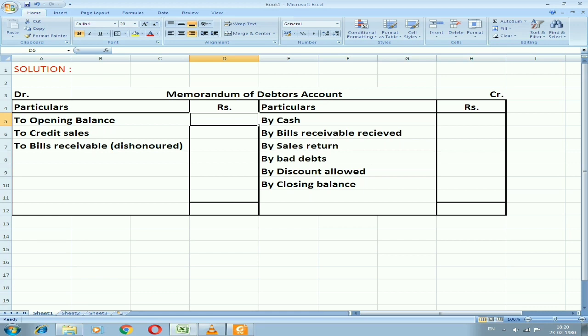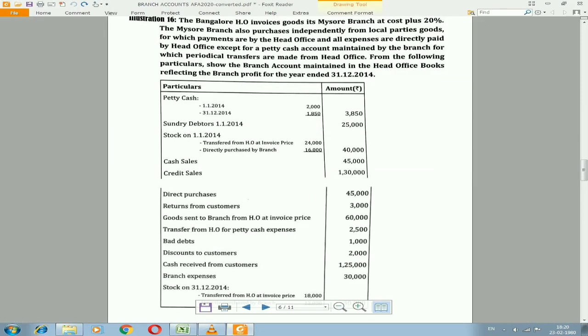First we will see what information we are supposed to take under the memorandum of debtors account. Only this information will be recorded. Let us mark what information will come under it. So as you can see on the table, first one is petty cash, second one is sundry debtors, that will come under the memorandum of debtors account.